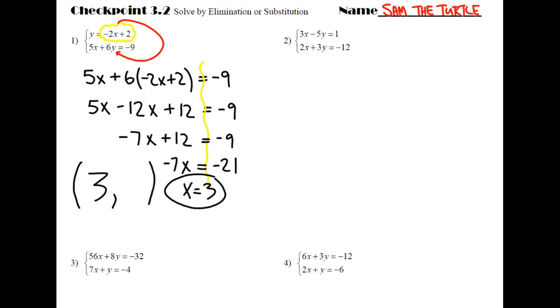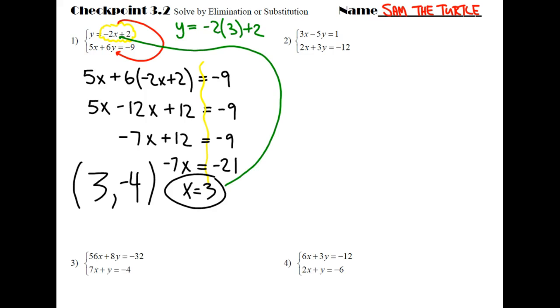Now I have to take that and substitute it all the way back in for x, and I'm going to put it into the top equation because that makes a little more sense. So that one would be y equals negative 2 times whatever x is, which is 3, plus 2. So negative 2 times 3 is negative 6, plus 2 would be negative 4. So there you are, first answer: 3, negative 4.